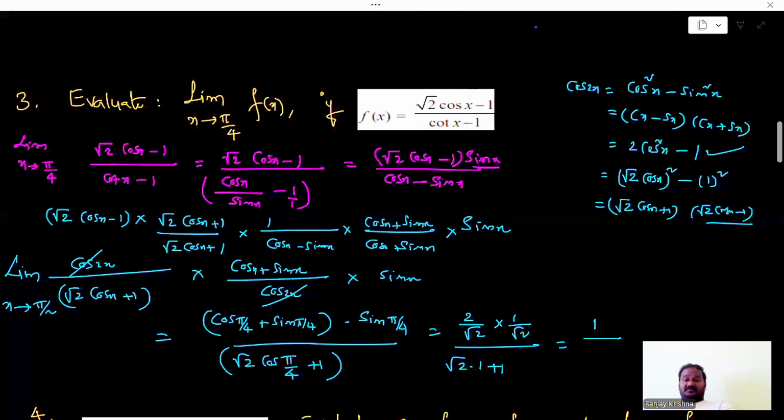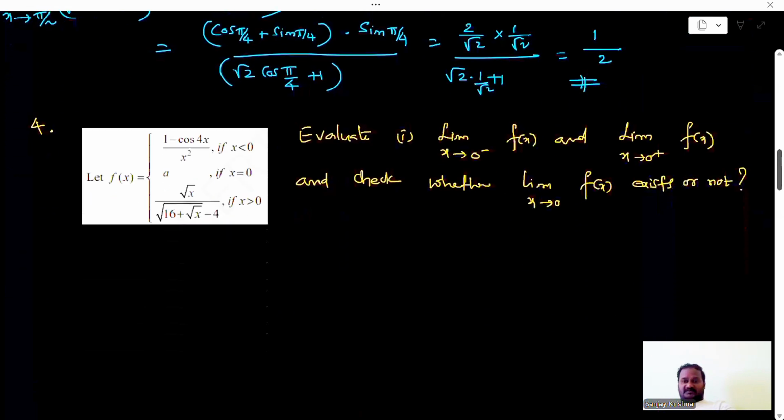Cos pi by 4 is 1 by root 2, right? So 1 by root 2, 1 by root 2, 1 by root 2. This root 2 root 2 is cancelled. 1 plus 1 is equal to 2. Finally, you get 1 divided by 2. All right. So this way you can answer this kind of problems.